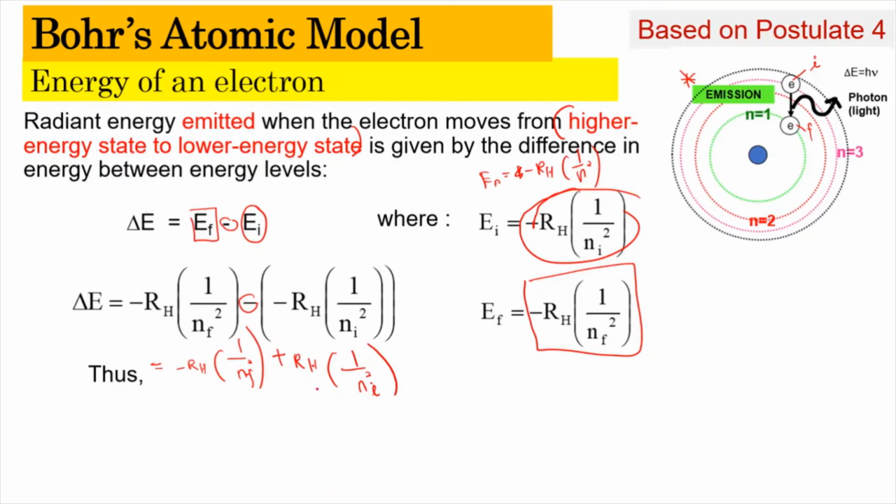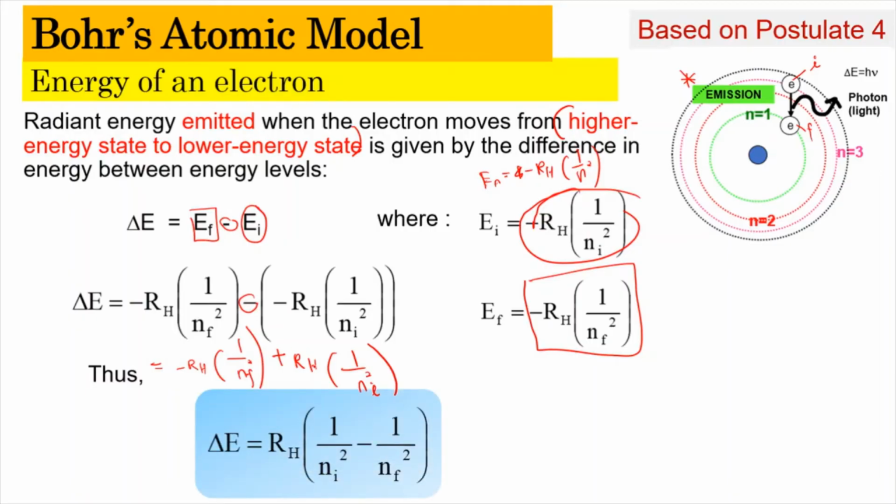If we rearrange and take out RH, because it is positive, we get RH times 1 over ni squared minus 1 over nf squared. So at last, you're going to use this formula straight away. The derivation is not required for your level, but I'm just showing it so that you can see the connection, why this formula is what it is and where it is coming from. So you just remember it as i minus f, and do not forget the squares here.